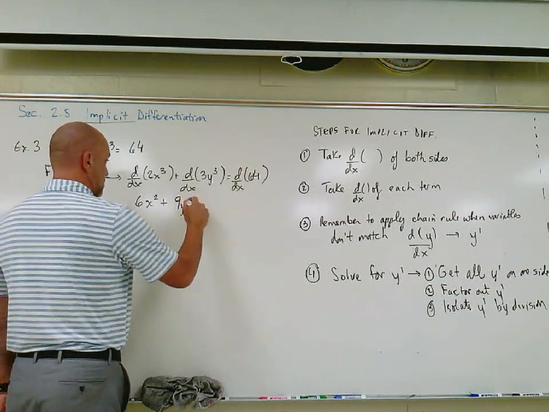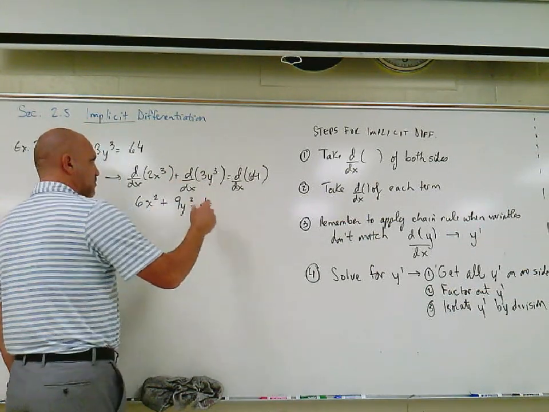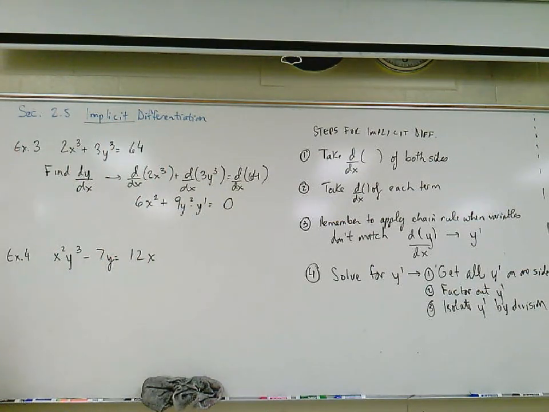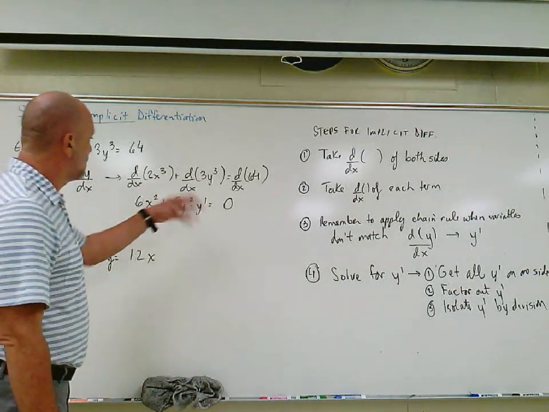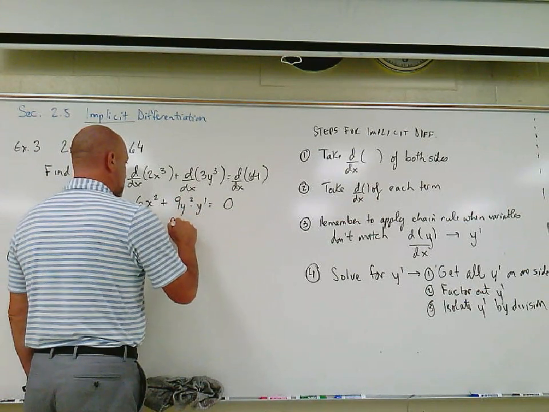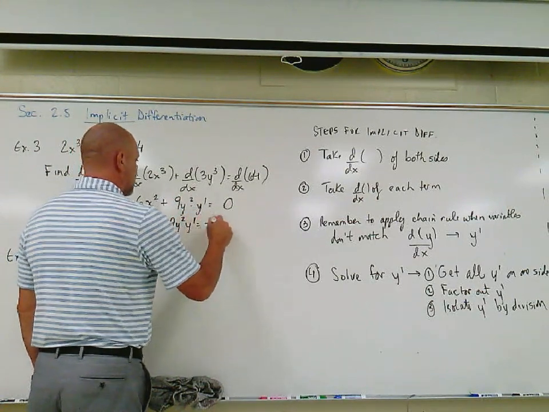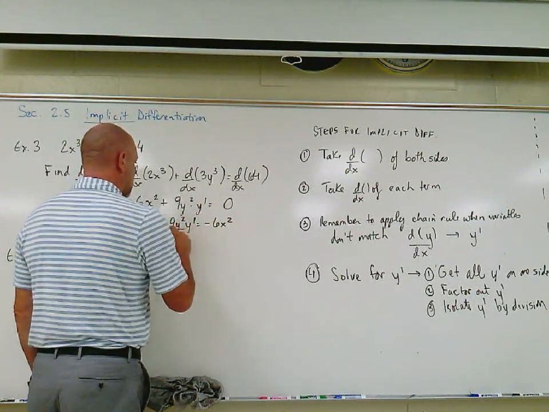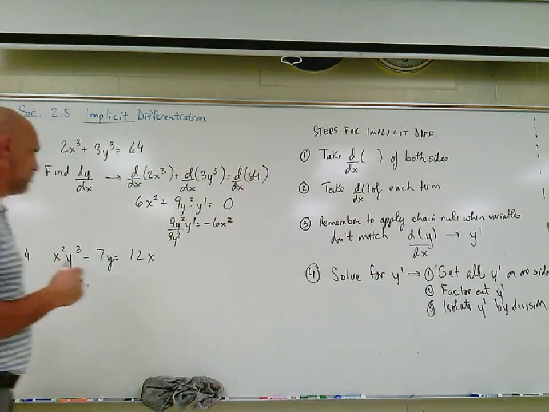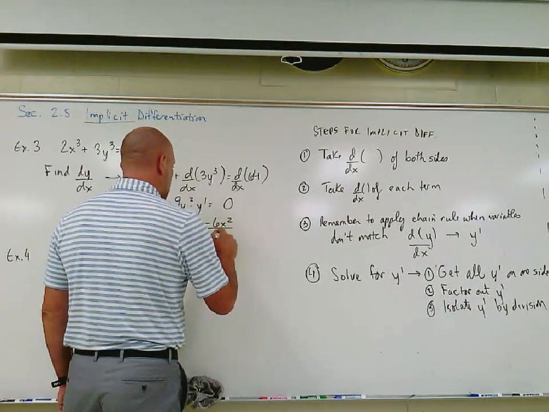9y squared times 5. And then the derivative of 64 goes to 0. What's nice about this one is that there's only one y prime. Then I just move everything over. So I move the 6x squared over, so 9y squared y prime is negative 6x squared. Divide by... wait, I feel like I've done something wrong. Nope. Divide by 9y squared.